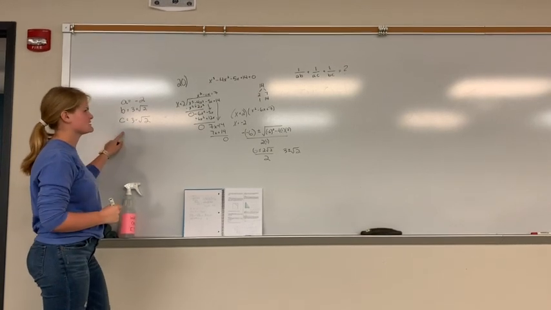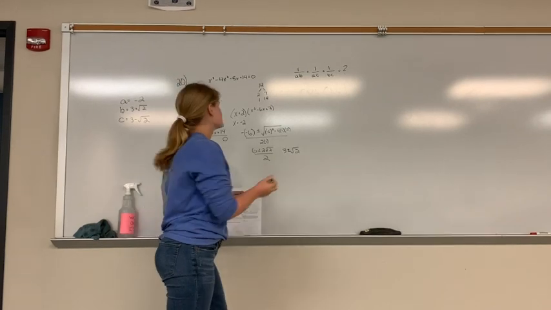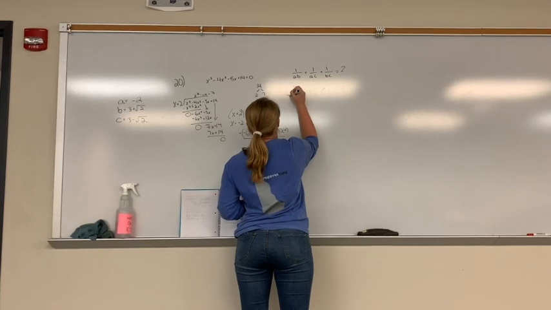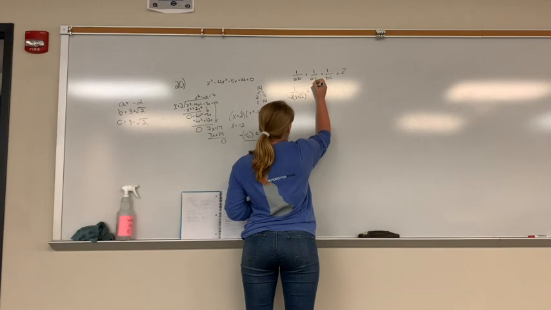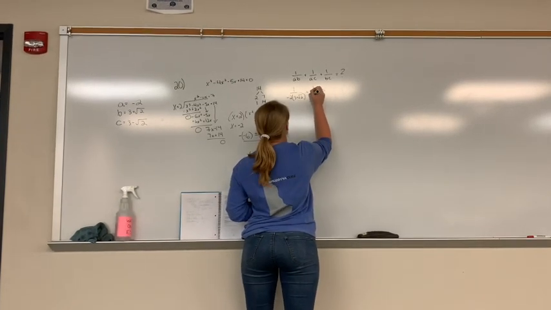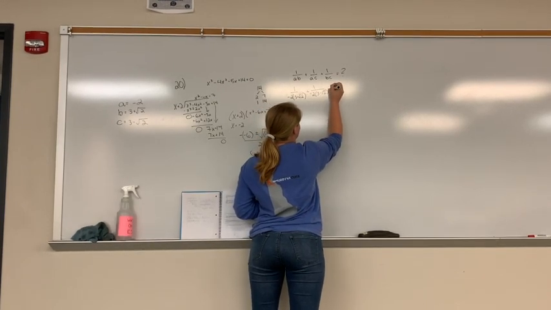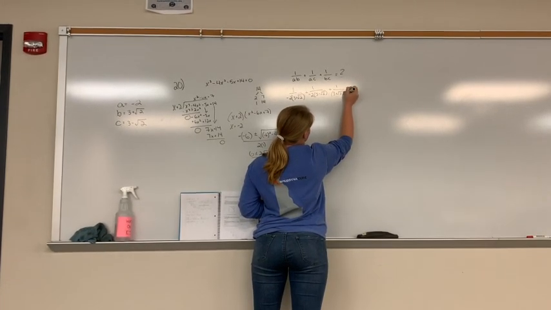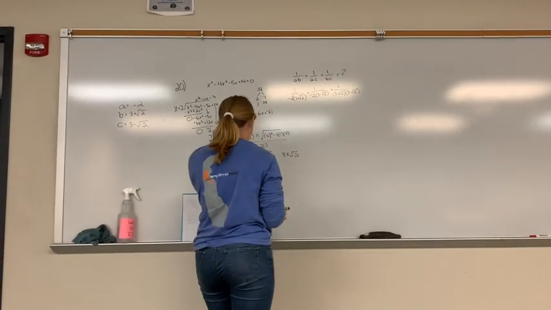What we're going to do with this is find 1 over AB plus 1 over AC plus 1 over BC. So we plug in the numbers we got: 1 over negative 2 times 3 plus the square root of 2, plus 1 over negative 2 times 3 minus the square root of 2, and then plus 1 over 3 plus the square root of 2 times 3 minus the square root of 2. Then we simplify that all down.